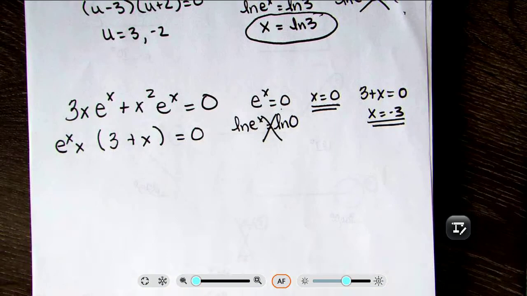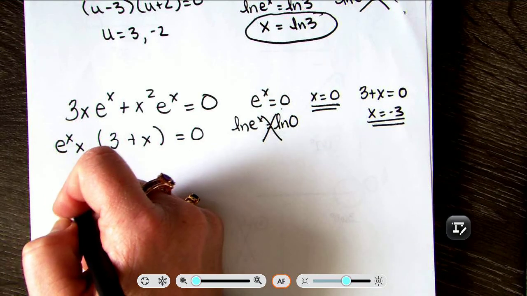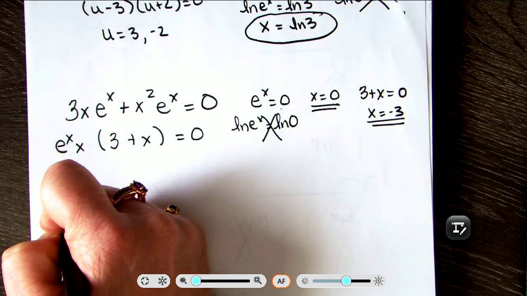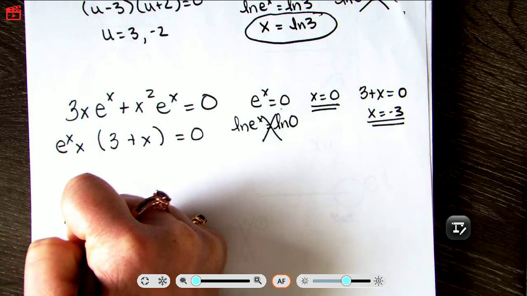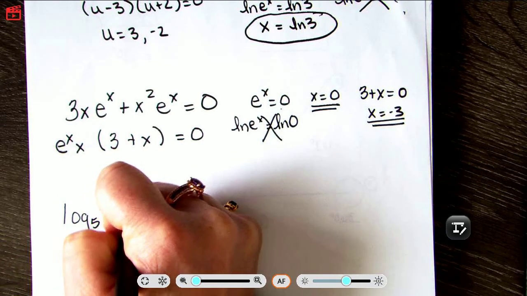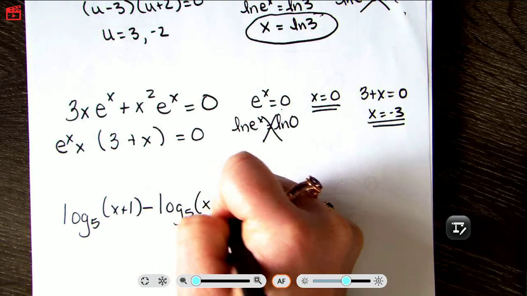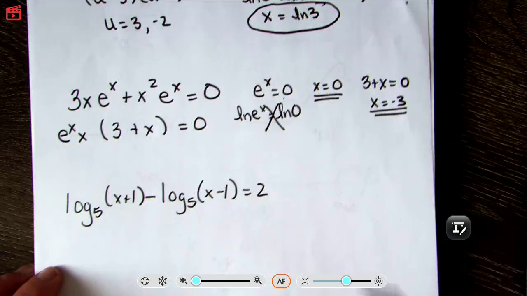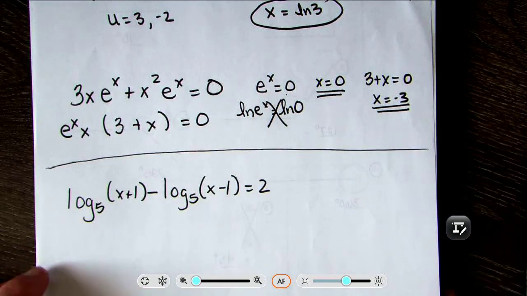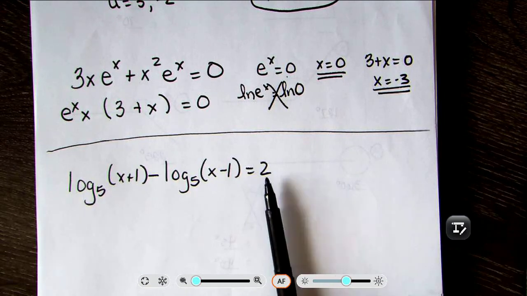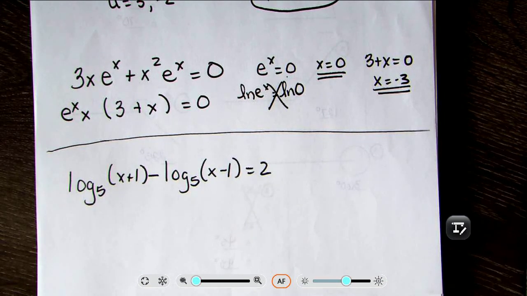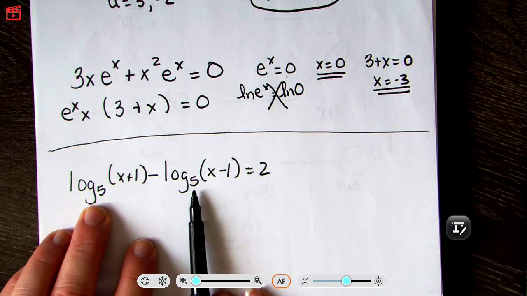All right, let's do this one. Log base 5 of x plus 1 minus log base 5 of x minus 1 is equal to 2. All right, so we have two logs and we have a constant here. So our method is to bring those logs together, combine and see if we can get a single log or isolate that logarithm and then change it to exponential form. Since I do have the same base, we're okay to do that.